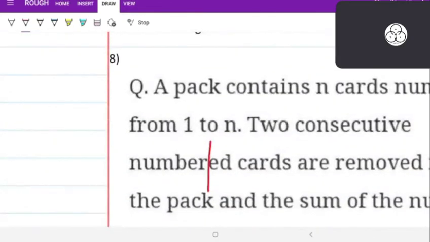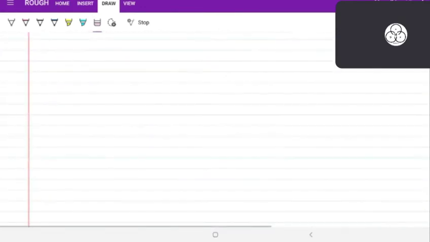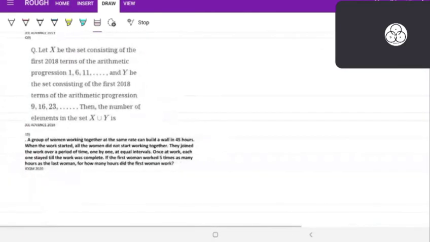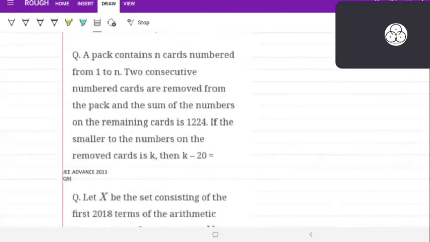What is happening? That's why it was happening. Got it, got it, got it. Just a minute, just a minute. I think my device is having some problem.